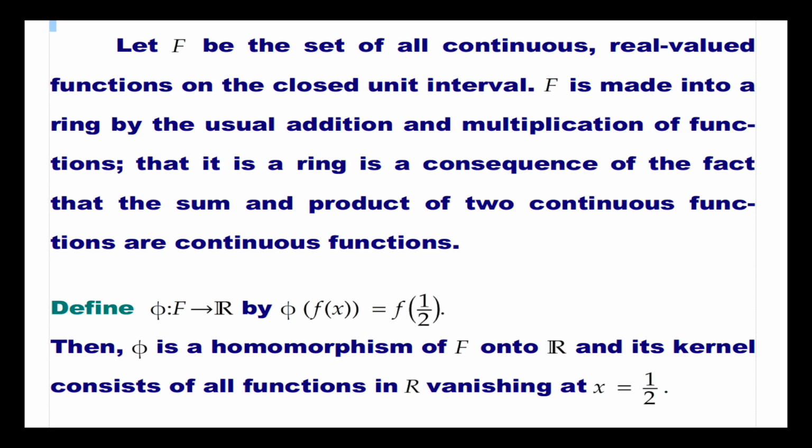Define phi from F to R by phi of f of x equal to f of 1 by 2. Then phi is a homomorphism of F onto R and its kernel consists of all functions in F vanishing at x equal to 1 by 2. All these examples given here were used in commutative rings. Many beautiful examples also exist for non-commutative rings.